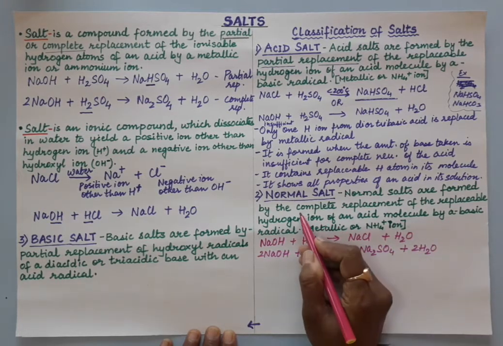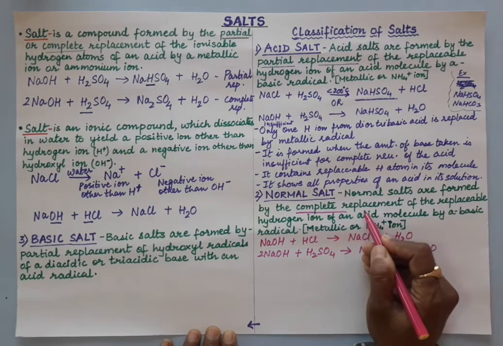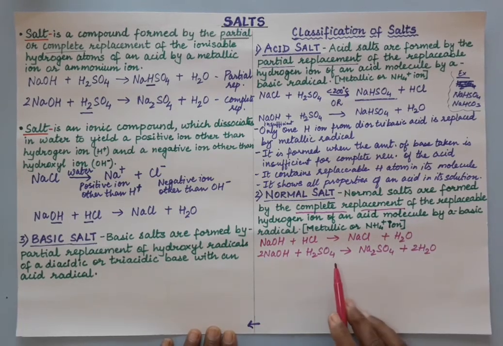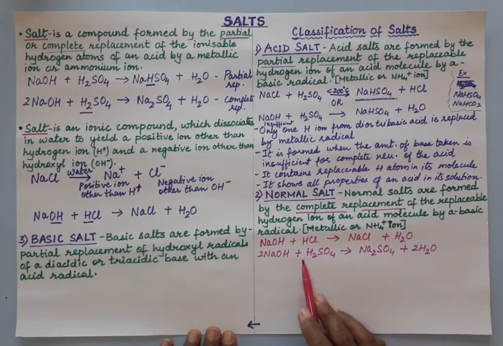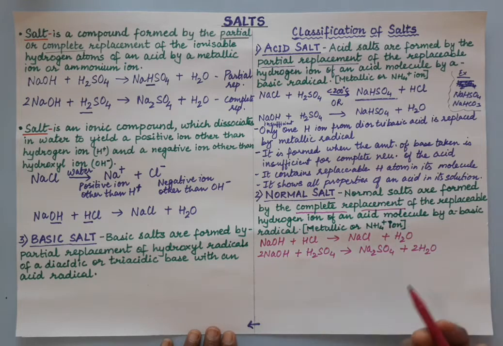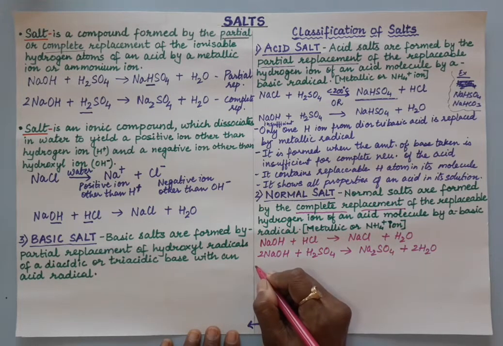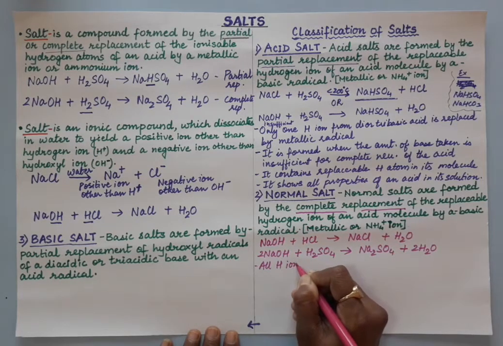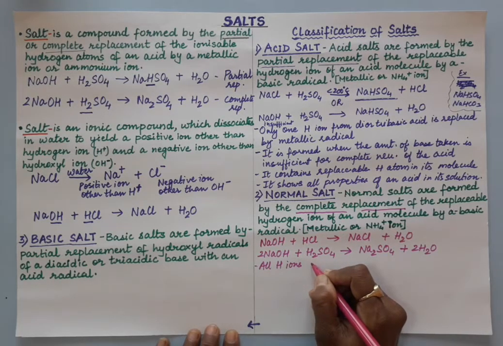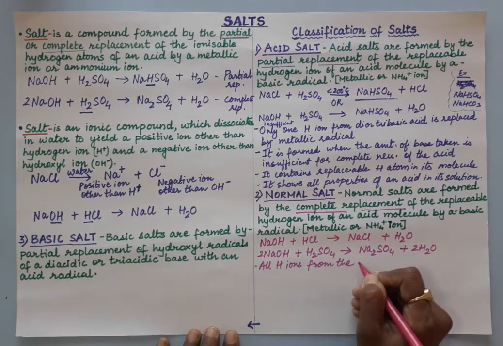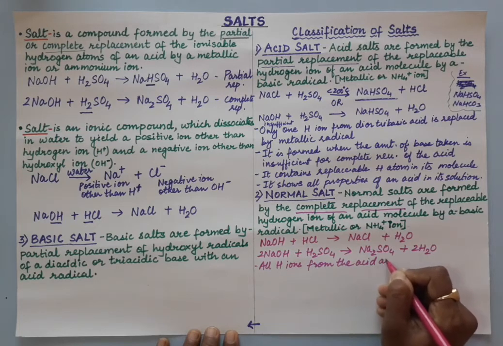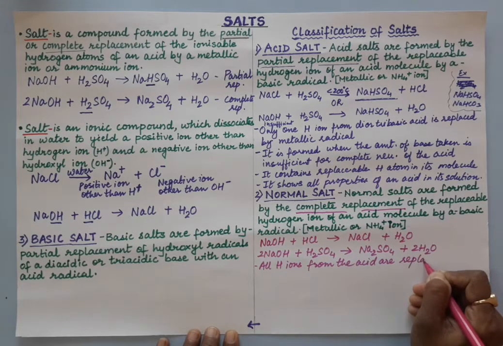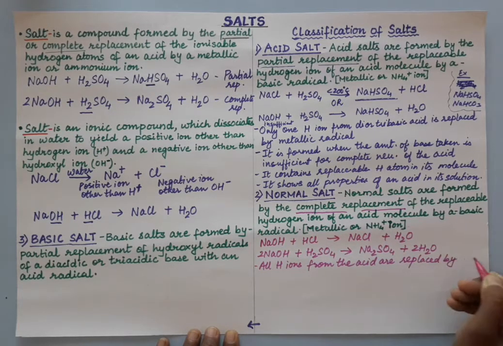So in normal salt, we see complete replacement of hydrogen ions from the acid molecule. Who is replacing them? Sodium metal here, or an ammonium ion can also. So all H ions from the acid are replaced by a metallic radical.